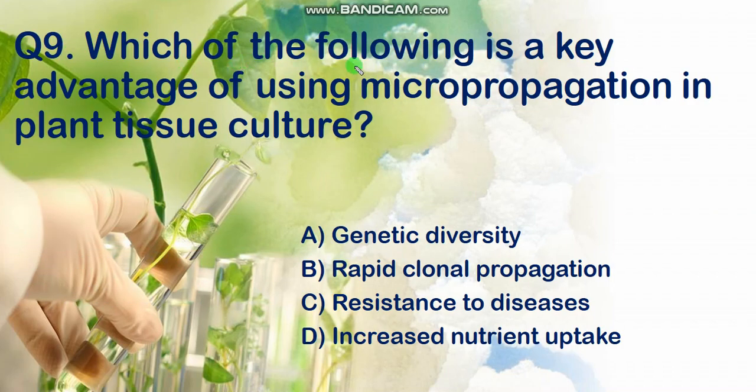Question number 9. Which of the following is a key advantage of using micropropagation in plant tissue culture? Option A, genetic diversity. Option B, rapid clonal propagation. Option C, resistance to diseases. Option D, increased nutrient uptake. Here, advantage of micropropagation is rapid clonal propagation, and this micropropagation regenerates plants throughout the year and the life cycle is so reduced. So using this micropropagation, we can produce lot of the propagules from here.